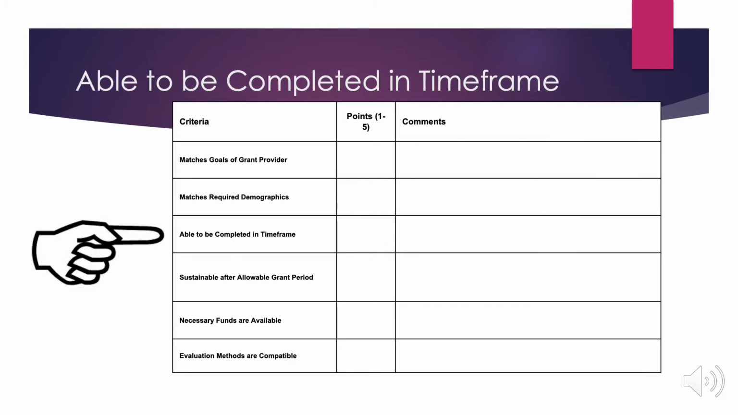The next criteria to be concerned about is able to be completed in time frame. Every grant runs only for a specified time. While your project might be ongoing and not necessarily completed within this time frame, the goals you set must be attainable within the time allotted by the grant provider. Your measurable goals must be attained in a specified time to meet the criteria of the grant.